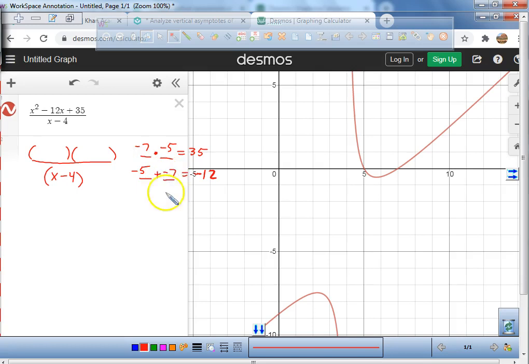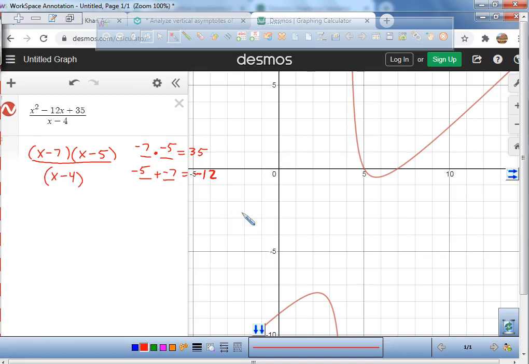Both of those add up to negative 12, and they multiply together to equal positive 35. So I'm going to put x minus 7, x minus 5. These are the factors. Now, one thing you can tell automatically: there are no holes or removable discontinuities in this graph.